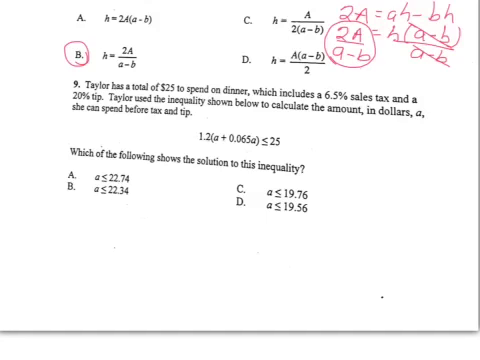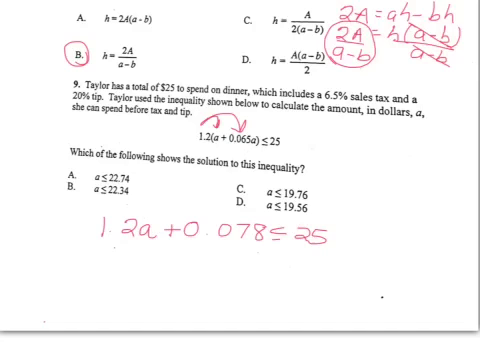Alright, number 9 is an inequality problem, and you're asked to solve for the solution, and again, we have parentheses, so we're going to be distributing. But we also have some decimals, so you'll want to use your calculator for these. So it's going to be 1.2a when I distribute through. So right here is what I'm doing. And 1.2 times 0.065 is 0.078, less than or equal to 25.